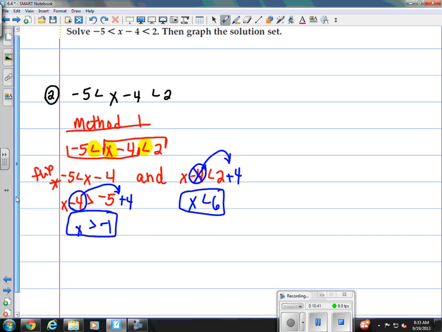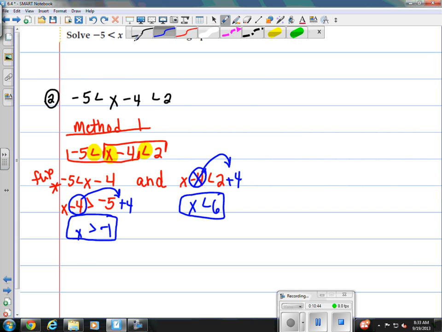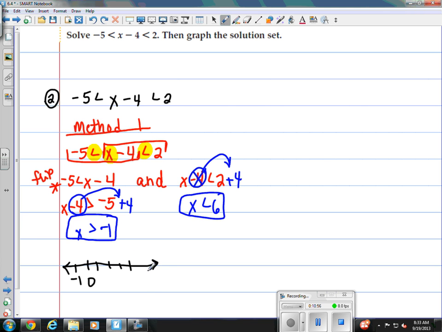If I go back up to my directions, it says to solve and graph. So I'm going to make my graph. Remember, the smallest number needs to go farthest left. So negative 1 and 0, 1, 2, 3, 4, 5, 6. Remember, it's an AND inequality. So ANDs want everywhere in between. So make sure as we graph this that we get everything in between. Oh, my marker's not letting me. There we go. So AND.